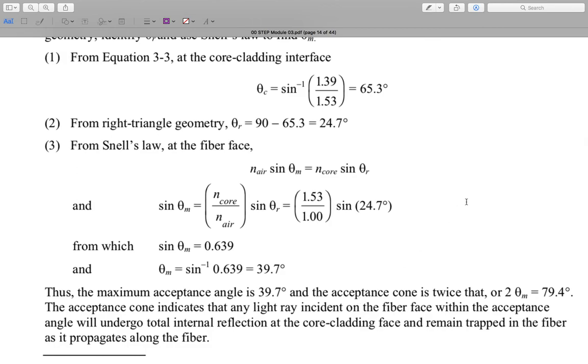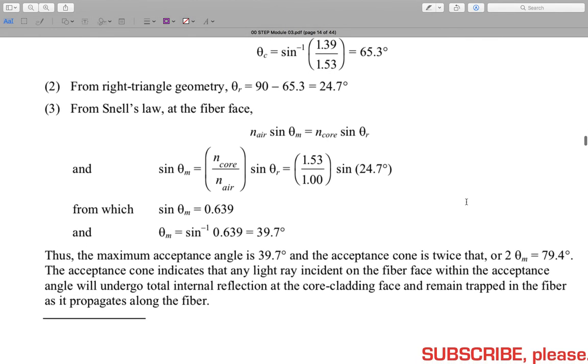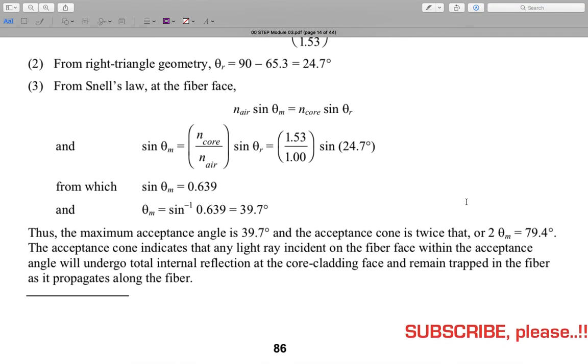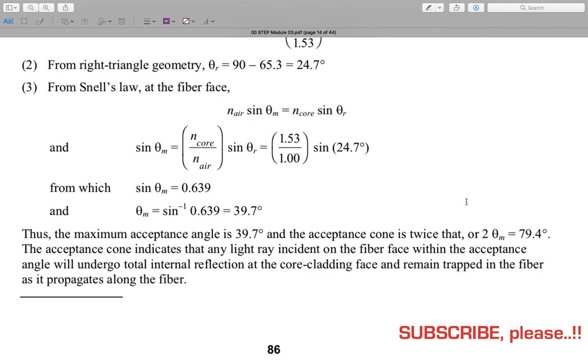Thus, the maximum acceptance angle is 39.7 degrees and the acceptance cone is 2 theta m. The acceptance cone indicates any light ray incident on the fiber face within the acceptance angle will undergo total internal reflection at the core cladding interface and remain trapped in the fiber as it propagates along the fiber.